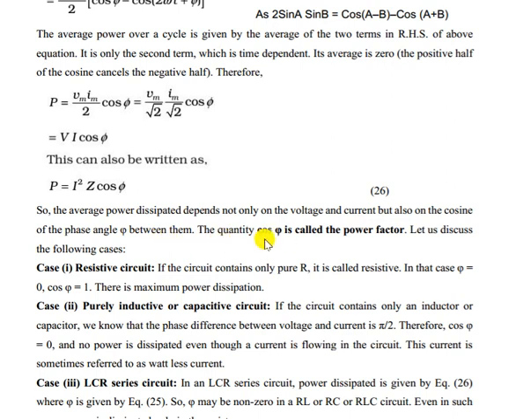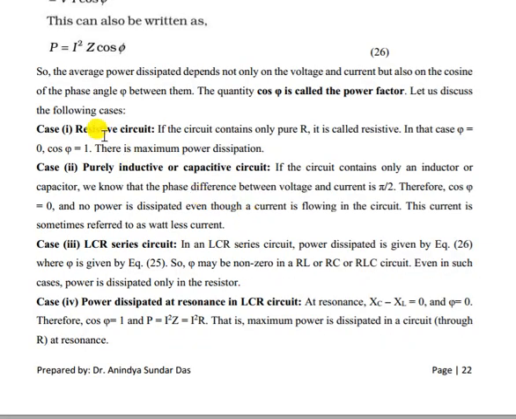Now, this quantity cos phi is called the power factor. What happens for a pure resistive circuit? Phi equal to 0, so cosine 0 is 1, and we have the maximum power dissipation, I square into Z. For a pure inductive circuit or pure capacitive circuit, phi is pi by 2, and cosine of pi by 2 is 0. So for a pure inductive or capacitive circuit, power is 0.